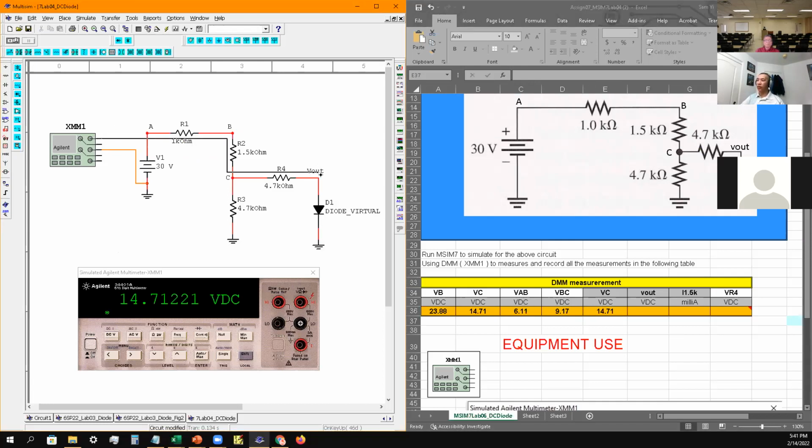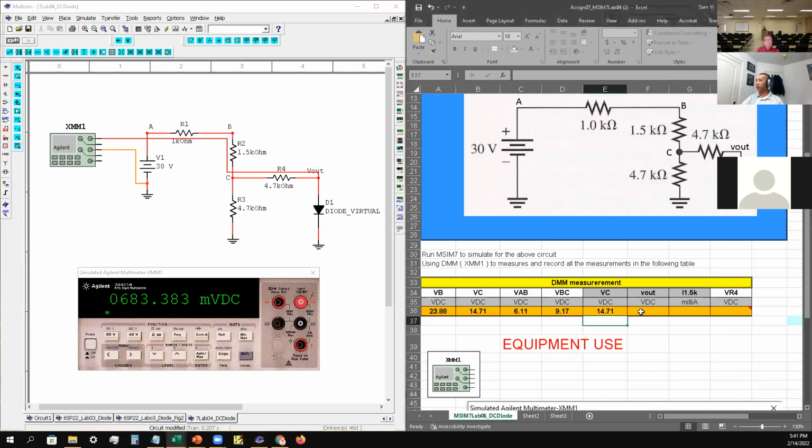So V out is going to be over here. Since V out is only at one point, the other had to be connected to common. Turn on your simulation. Okay, turn off your simulation. This is 683.383 millivolt, and we have to get to a volt. So we're going to take this number divided by 1000. So it's going to be 0.683 volt.